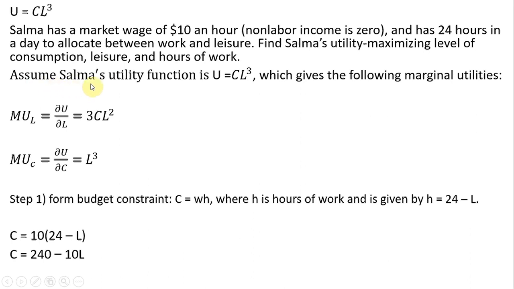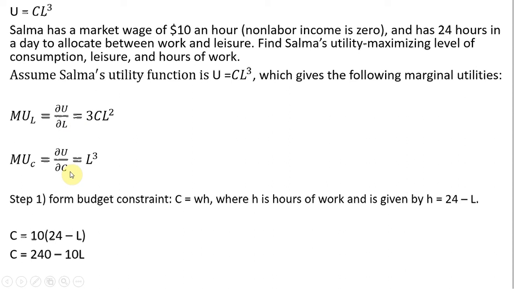So again, this is her utility function. Based on that utility function, we're going to get the marginal utilities. The marginal utility of leisure is technically the partial derivative of the utility function with respect to leisure. So taking this 3 from the exponent on L, bringing it down in front, and then 3 minus 1 leaves us with L squared. So that's the marginal utility of leisure.